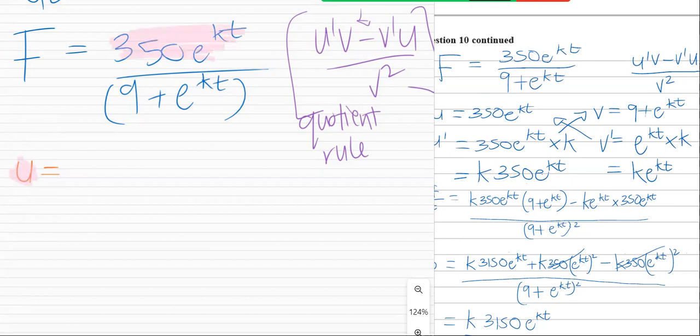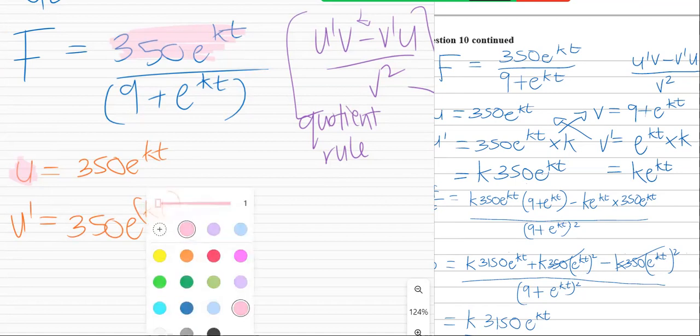Okay. U dash is just the first derivative of the top function. The first derivative of the top function is an e function, so we bring down the A value, which is 350. We leave everything the same, so e^(kt). And then it's a function inside a function, so you have to times it by the first derivative of this.